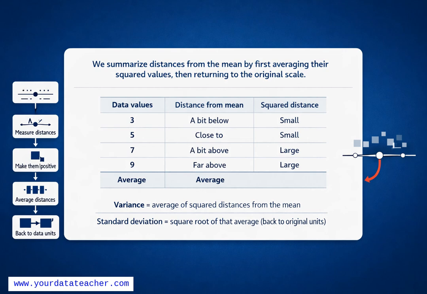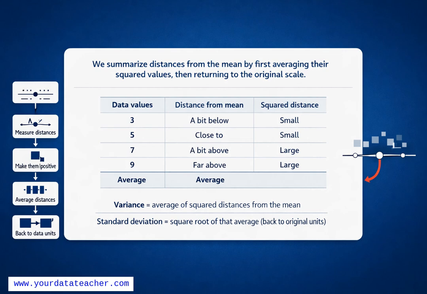Now we take the average of all these squared distances. That average is what we call the variance. It's the mean of the squared differences from the mean. There is just one final step. Variance is in squared units, which is not very intuitive. To bring it back to the original scale of the data, we take the square root of the variance.